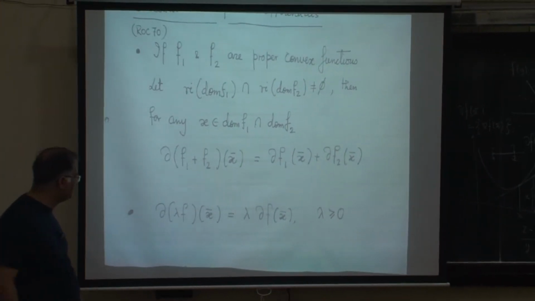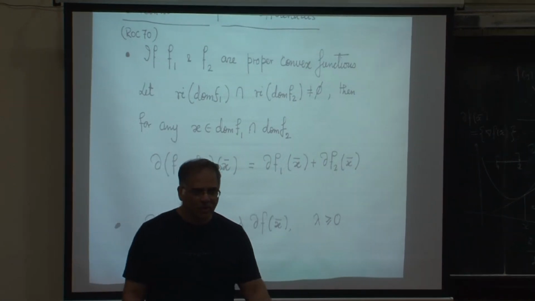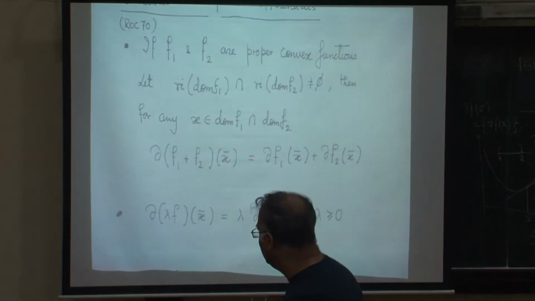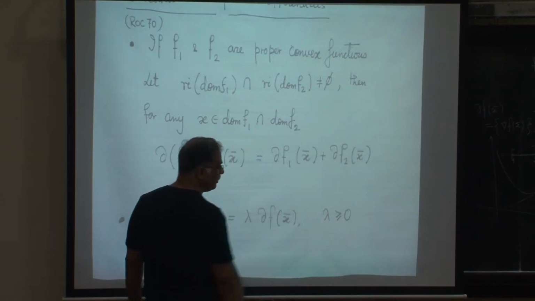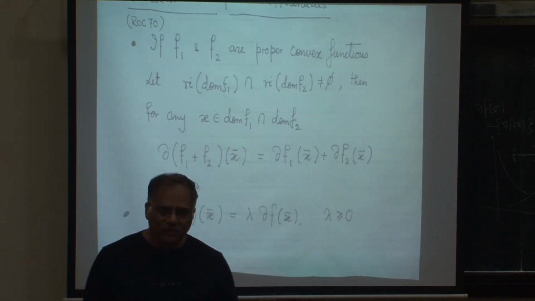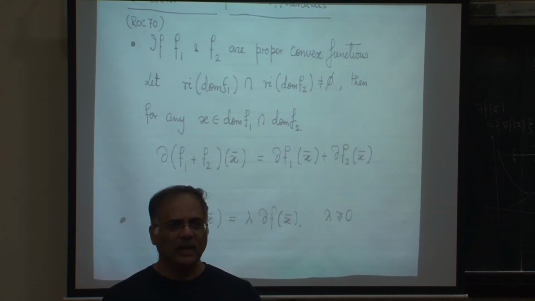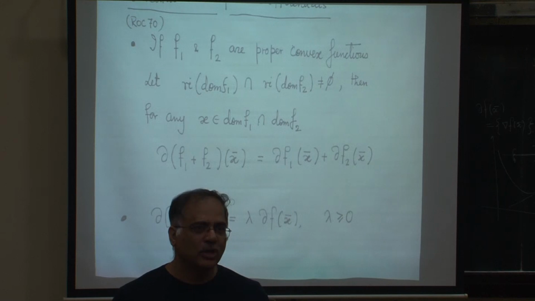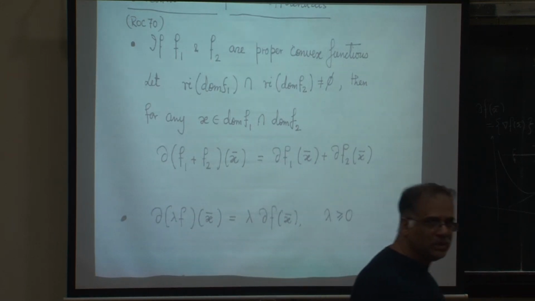So, here is the scalability of a convex function. If I scale a convex function by a lambda greater than or equal to 0, then the subdifferential of lambda f is nothing but lambda times the subdifferential of f at a given point. One has to observe that lambda f is a convex function only when lambda is greater than or equal to 0. If lambda is negative, it is not a convex function. If I put lambda equal to -1, it becomes a concave function, which we had discussed. For a concave function, the property is opposite.